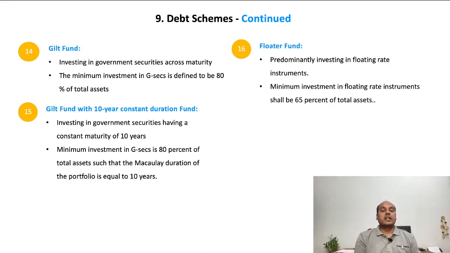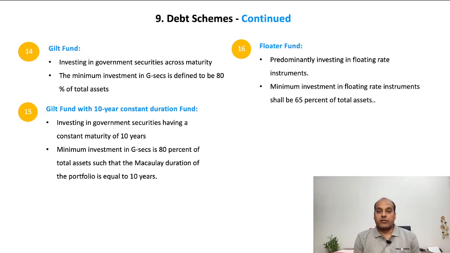Next comes gilt fund. Gilt fund, remember GSEC, gilt, they are meant for government securities. So they are investing into government securities across various maturity periods. The minimum investment in GSEC should be 80% of the total assets. Then comes gilt fund with a 10-year constant duration. So basically these are investing into government securities having a constant maturity of 10 years.